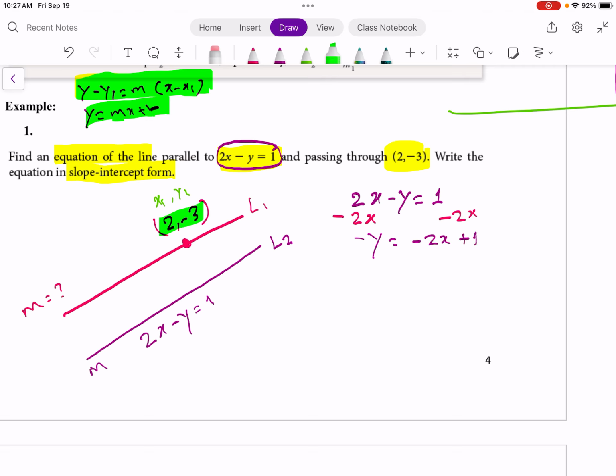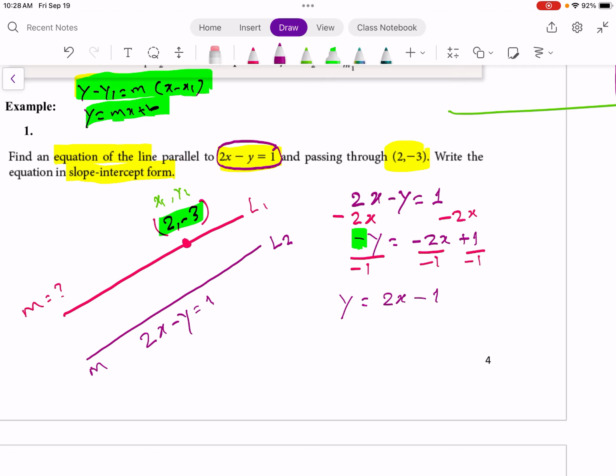Now we are solving for y, but it still has a negative, so let's get rid of the negative by dividing each term. Make sure you divide each term by -1. Then our y is -2x divided by -1, positive 2x, positive 1 divided by -1, -1. So we solved the equation for y.